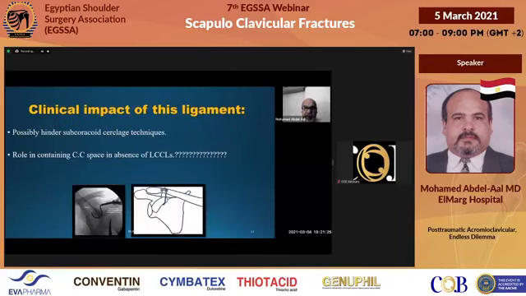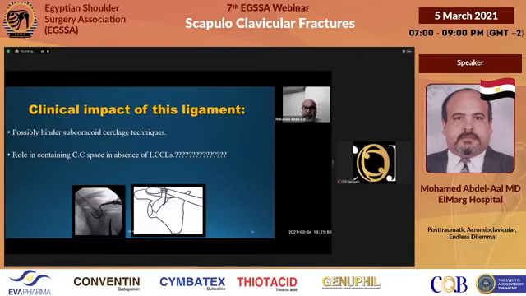From the clinical point of view, this possibly hinders the cerclage technique. If you want to make a cerclage for the coracoclavicular ligament, for acromioclavicular joint subluxation or dislocation, this ligament may hinder this technique. Also, it has a role in containing the coracoclavicular space in the absence of the lateral coracoclavicular ligament.